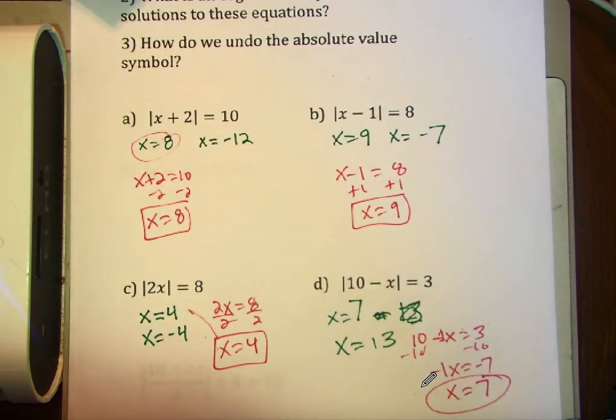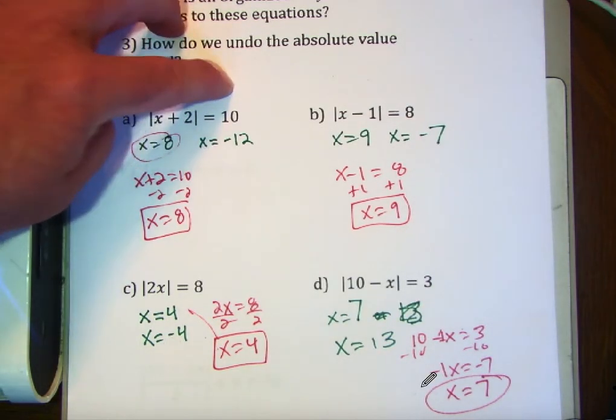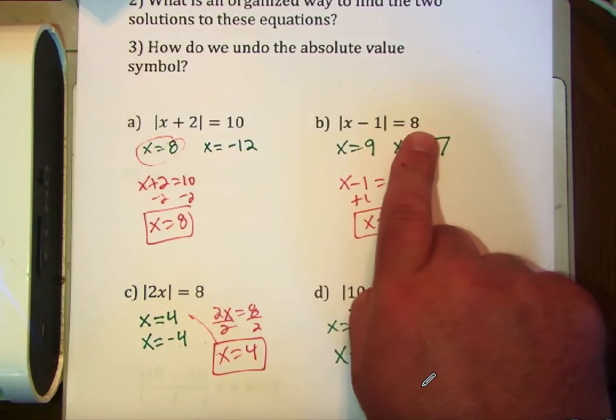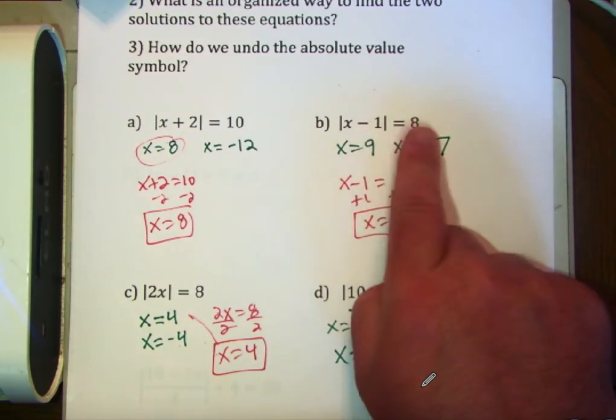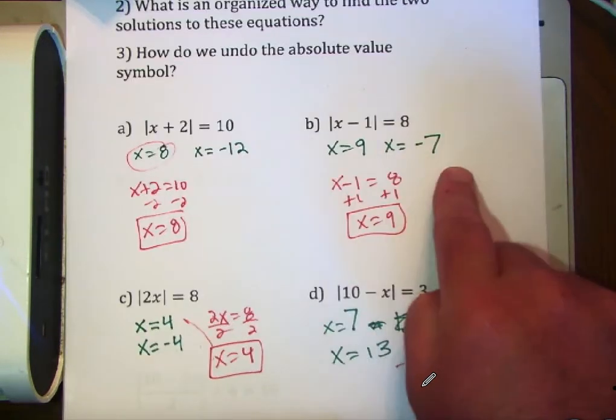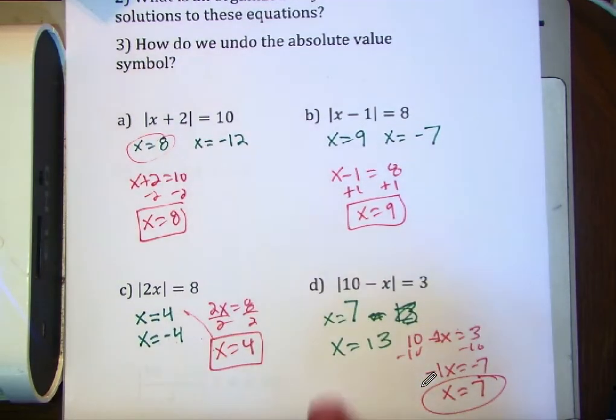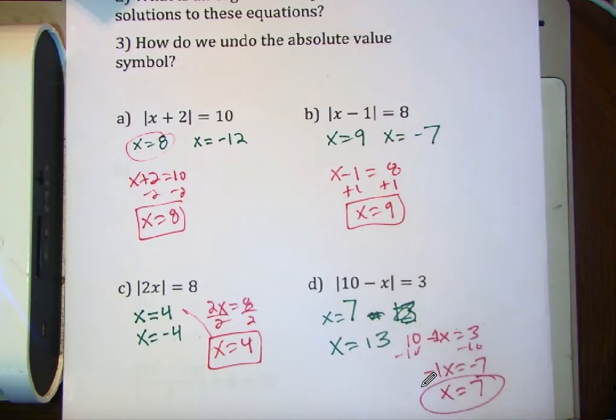Now we're trying to think a little bit more about how do we find the other solution, right? Can you use 2 and 10 in some way to get negative 12? Can we use 1 and 8 in some way to get negative 7? Or 2 and 8 to get negative 4? Or 10 and 3 to get 13, right?